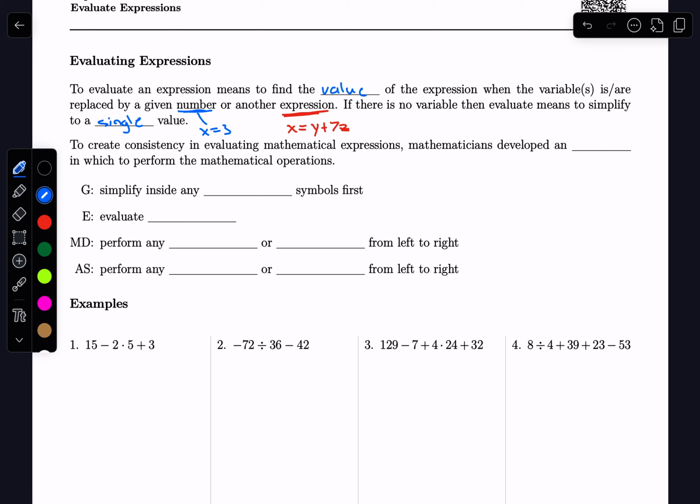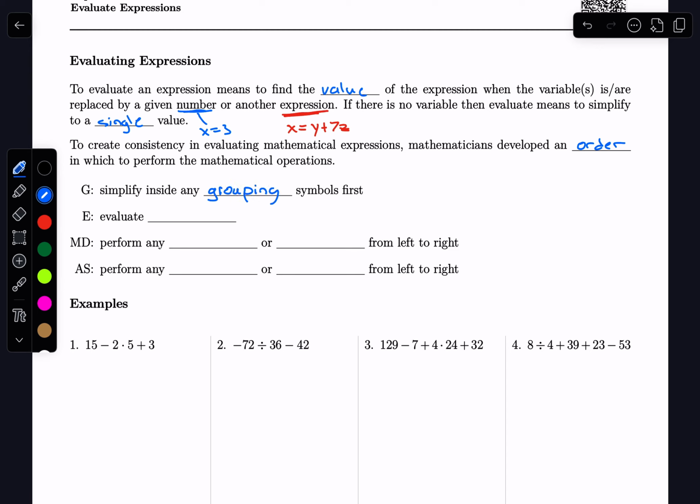All right, so now to create consistency in evaluating mathematical expressions, mathematicians developed an order in which to perform the mathematical operations. And you've probably seen this in school as PEMDAS, or please excuse my dear Aunt Sally. It's been slightly updated in recent years to be a G at the front instead of a P, and I'll explain why right now. So G is to simplify any grouping symbols first.